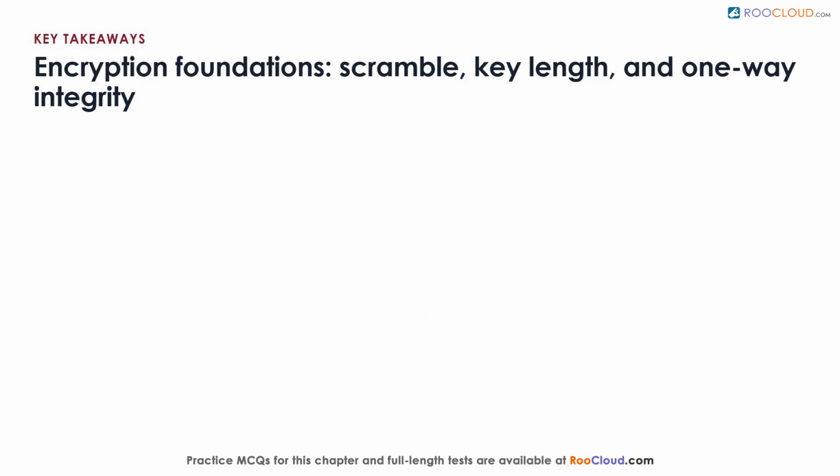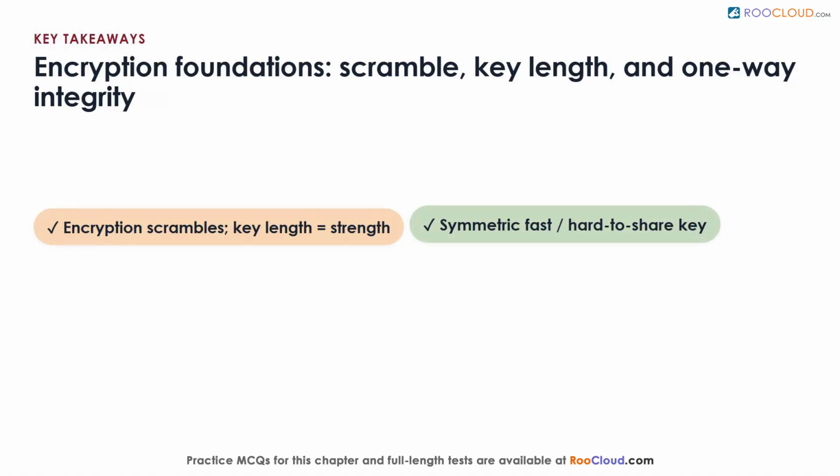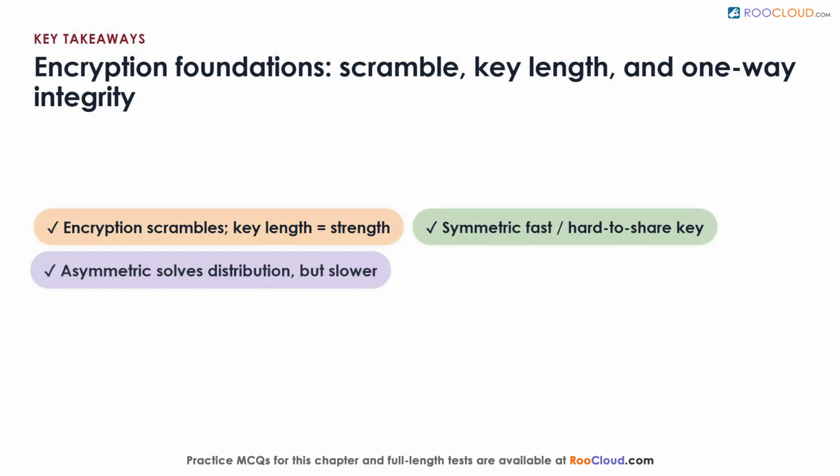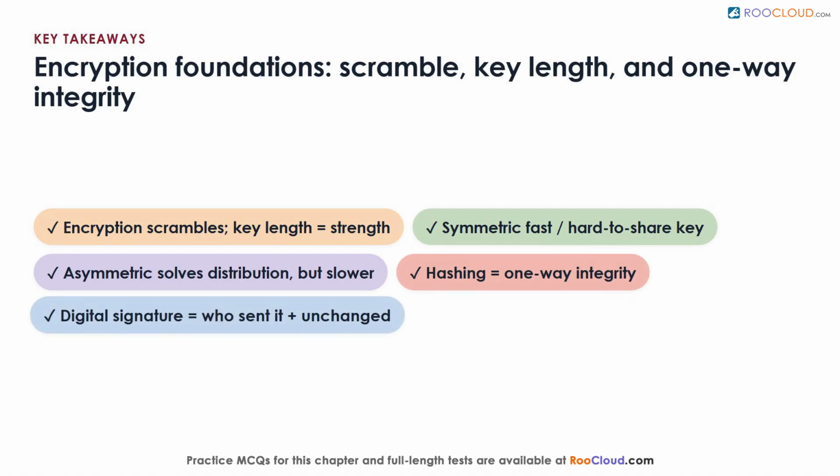So let's bring it together. Encryption scrambles data, and the key length sets its strength. Symmetric is fast, but hard to share. Asymmetric solves distribution, but runs slower. Hashing is one way and proves integrity, not confidentiality. Newer methods like elliptic curve and quantum push security further. And a digital signature proves who sent a message and that it wasn't changed. Master these foundations, and the applied cryptography ahead will make sense.